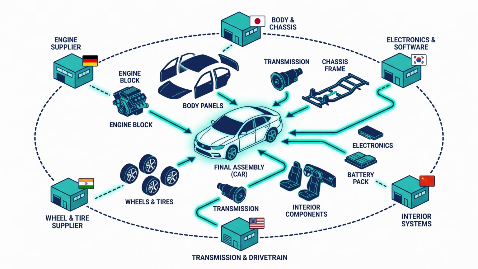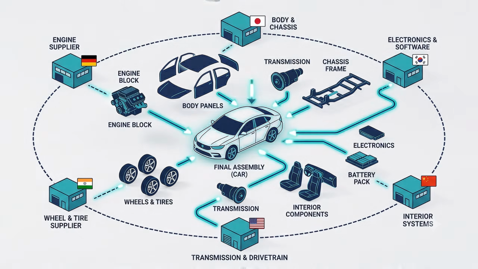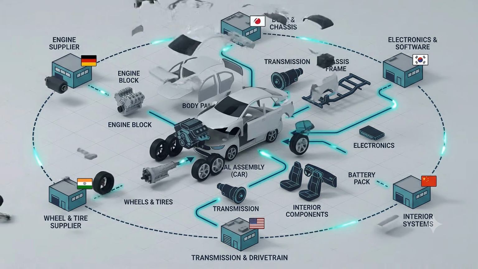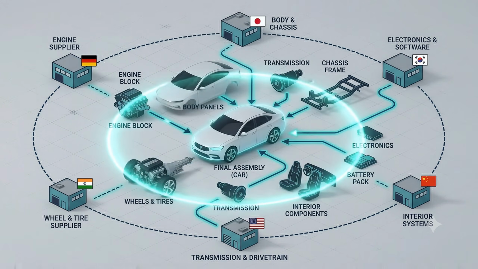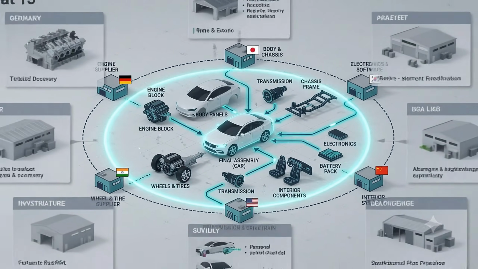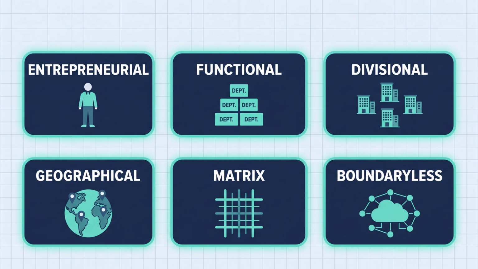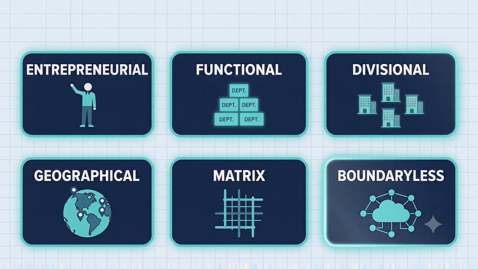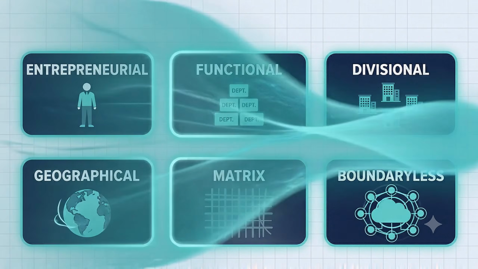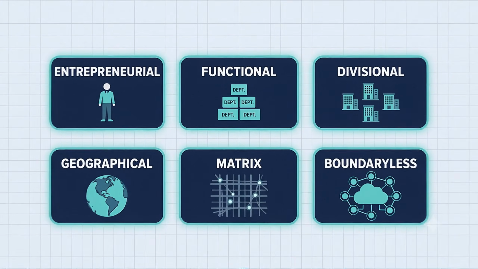What all three have in common is flexibility. They're lean, adaptable, and built for a world where the boundaries between organizations are getting blurrier by the day. So there you have it. 6 organizational structures, each one suited to a different size, stage, and strategy.